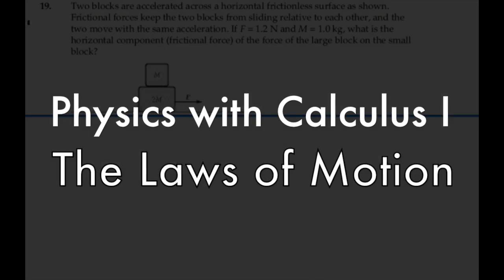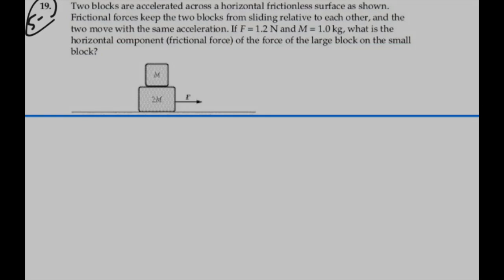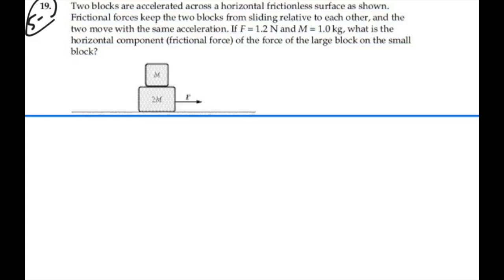Here's problem 519. Two blocks are accelerated across a horizontal frictionless surface as shown, but frictional forces keep the two blocks from sliding relative to each other, and the two move with the same acceleration. If F is equal to 1.2 newtons and M is equal to 1 kilogram, what is the horizontal component, frictional force, of the force on the large block, on the small block?